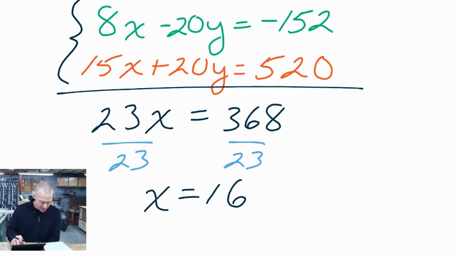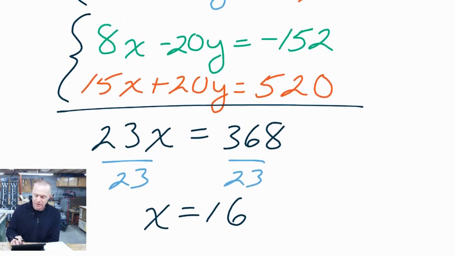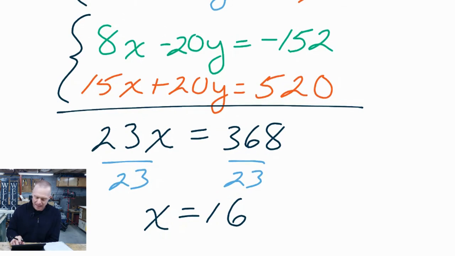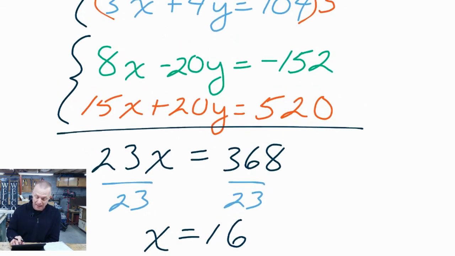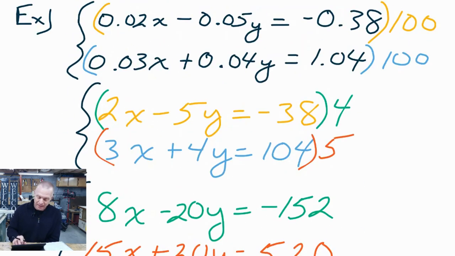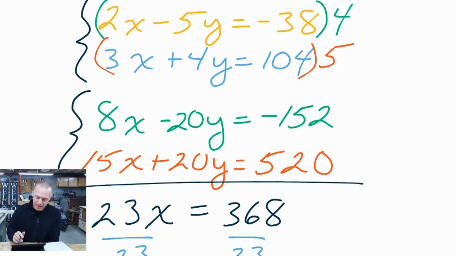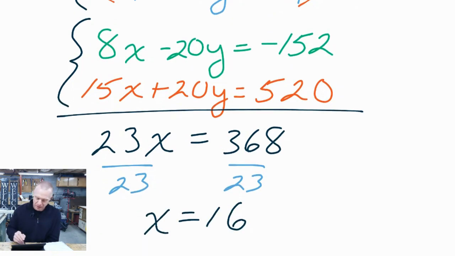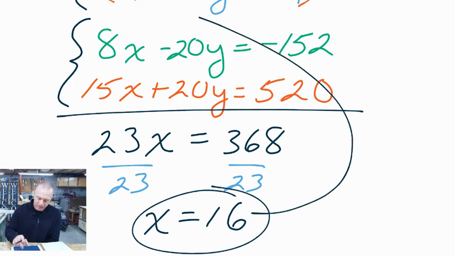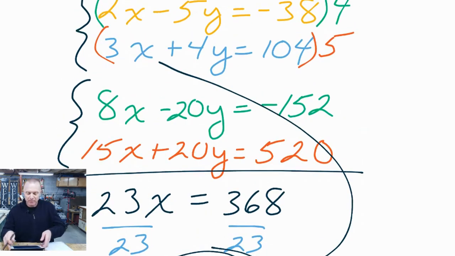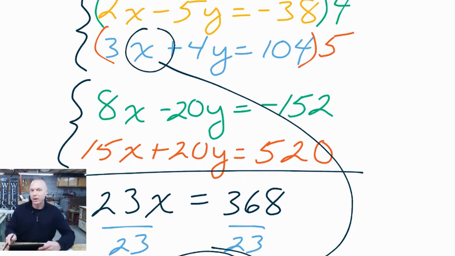Now, once you get x equaling 16, what do you want to do? I hope you want to plug that back in. Where do you want to plug it back in? I don't even want to go back to these decimals, so I'm not going to plug in there. But it probably would be easier to plug 16 into one of these smaller equations, like this equation here that has smaller numbers like 3x, 4y, and 104. That's what I'm going to argue anyway. I'm going to plug into this one.